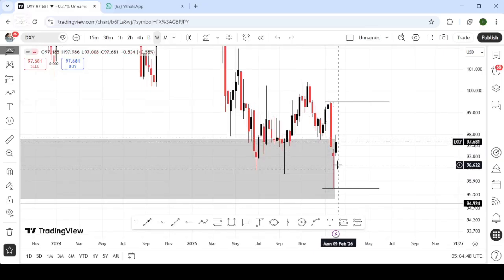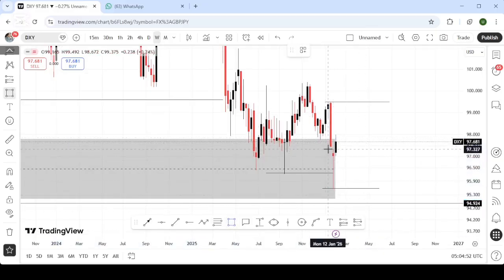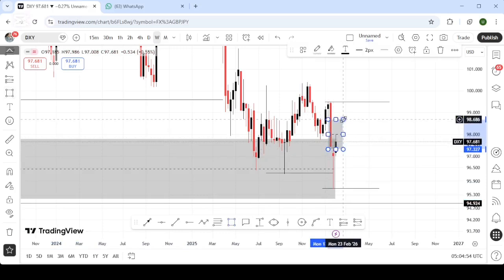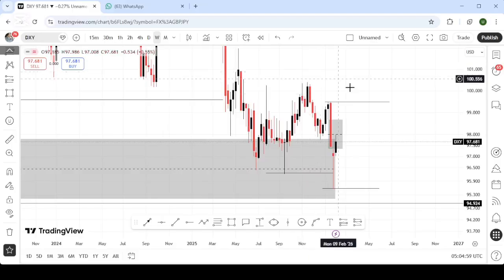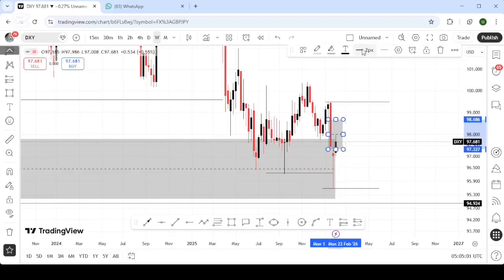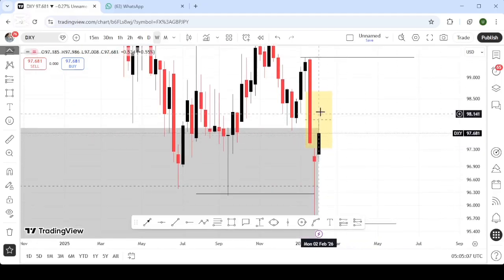Now look at where price is. Price is currently at this fair value gap here on a weekly time frame. Do you know what price normally does whenever it gets to a fair value gap? I know that price always declines whenever it gets to a fair value gap. You can see the fair value gap, right?